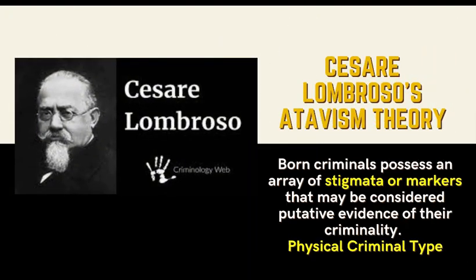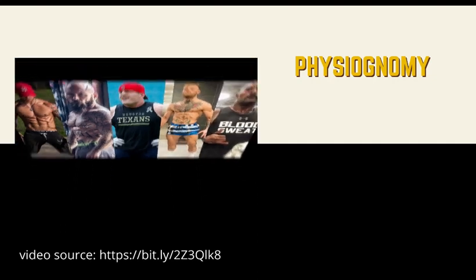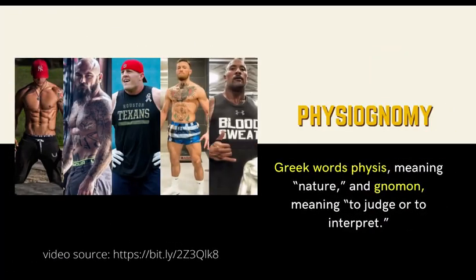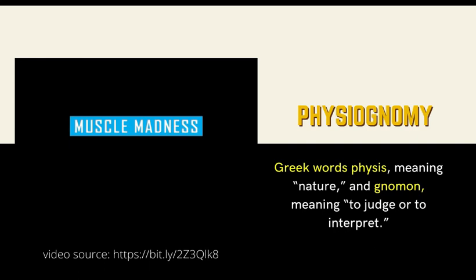He points out that born criminals possess an array of stigmata or markers that may be considered putative evidence of their criminality. To explain further on the physical criminal types, or how physical appearance itself inclined an individual to criminality, let us dig deeper on physiognomy with important personalities who expound this theory.